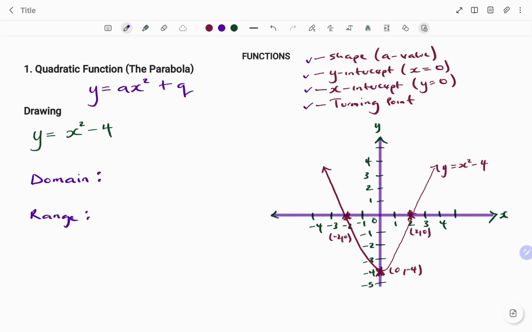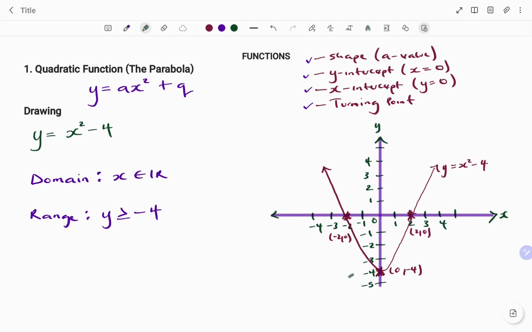If I'm to determine the domain and range, for my domain, my x is an element of real numbers. But for my range, I have a minimum. So therefore, my y will be greater than or equal to -4. Note that my minimum is at -4 as shown.